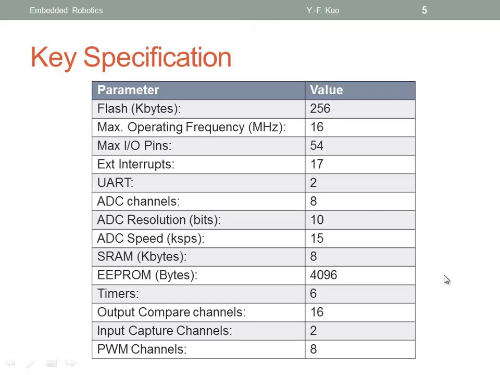And here is the key spec of the microcontroller. We know that the flash ROM size is 256 K bytes. This basically tells you how big a program you can write and store in the microcontroller. The CPU runs at 16 megahertz. And 54 out of 64 pins are used for either input or output. We have two UART channels: one is used to communicate with either the PC or Zigbee, and the other UART channel is used to communicate with the Dynamixel. And we have eight ADC channels that are used to access sensor readings. I will talk about that later. And those ADC channels are 10-bit resolution.